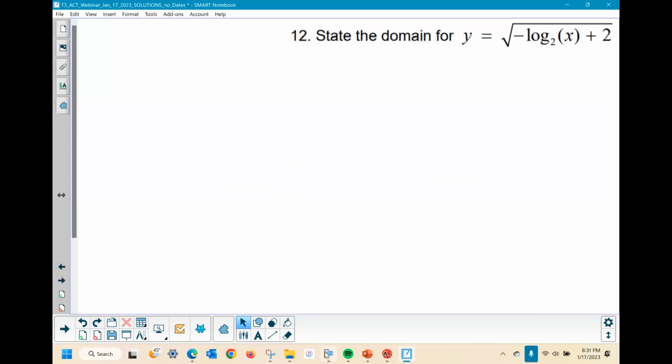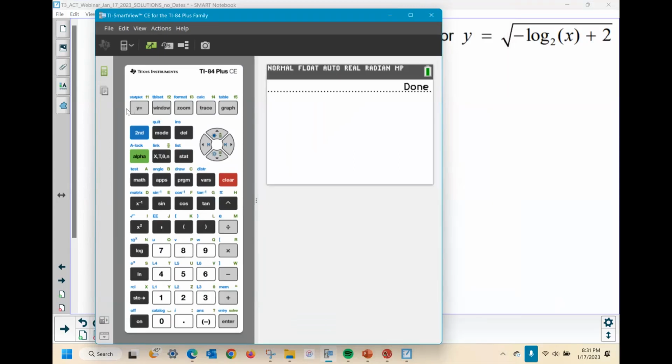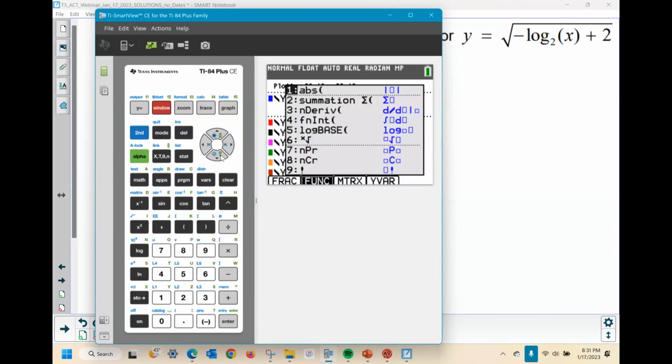Okay, because this is just an awful looking equation. So I'm going to go to y equals and type in the second square root. And some of them were typing the minus sign instead of the negative sign, so be careful. Yeah. Logs to different bases on the 84 are under alpha window.